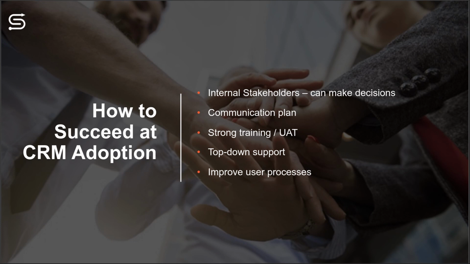So, succeeding at CRM adoption. Here are some ways to counteract and help avoid some of these pitfalls that we just talked about. Internal stakeholders: appoint some internal stakeholders as subject matter experts who have the power to make decisions, people who know your business process well, who are organized, who can help communicate the needs of the business to the project team, and having a communication plan.